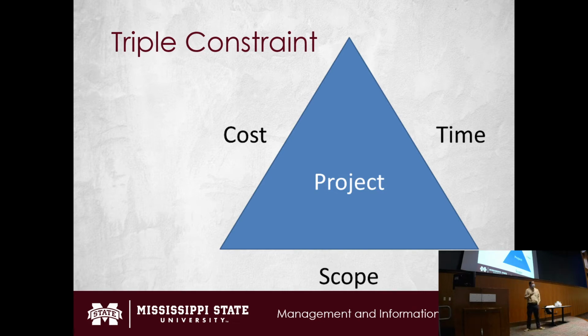So those are generally speaking the three constraints. It's called the triple constraint model. And the whole idea is that most organizations can maximize two of these three. It's very difficult to maximize all three, if not impossible. So does that make sense?